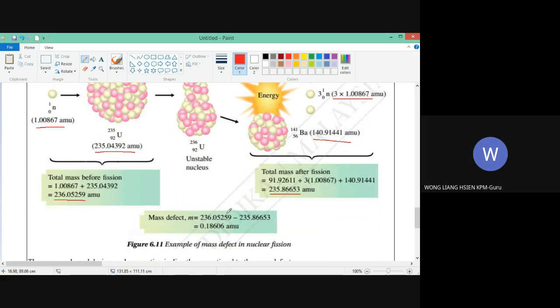And then the total amount of mass that is lost is 0.18606. Just by taking the total mass before fission minus the total mass after fission, we get this number. So this amount of mass that is lost, we call it mass defect. Okay, get the idea? So the total mass that is lost, we call mass defect.